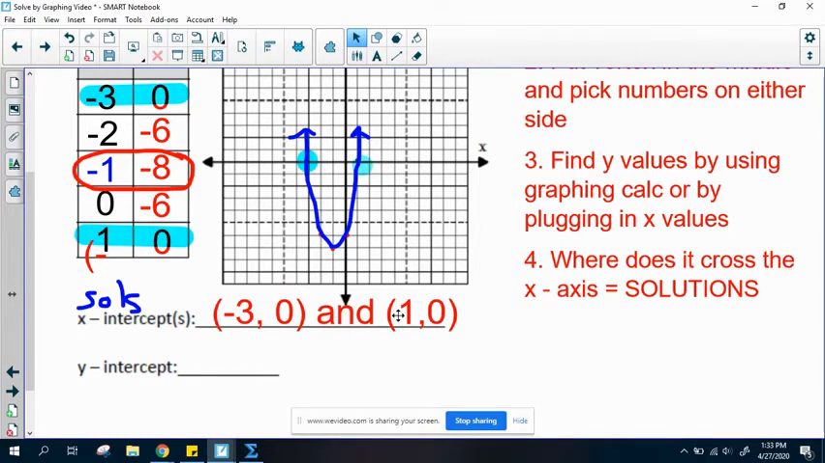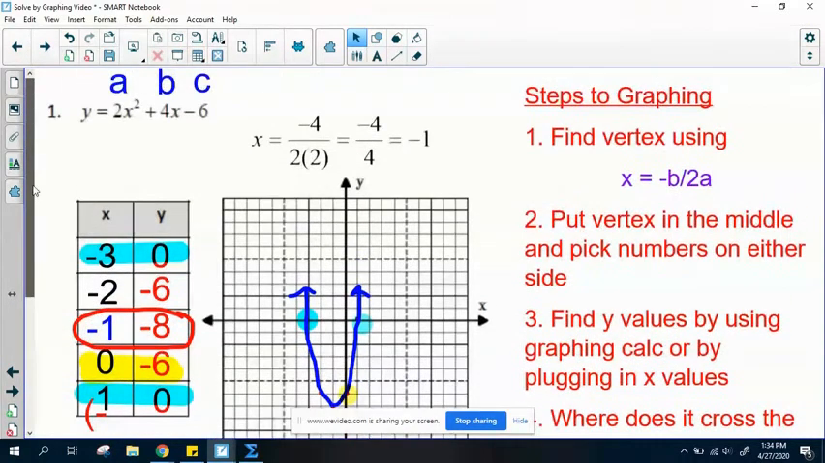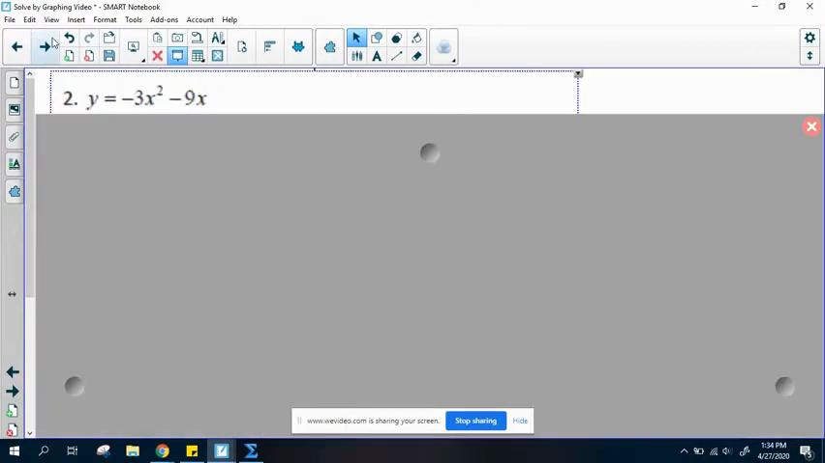If we were to ever ask you for the y-intercept, remember the y-intercept is when x is 0. So you can tell from your table, or you could tell right there. So in this case, the y-intercept would be 0, -6. And that's it. It's very similar to when we did it in vertex form. The hardest part is you don't have the vertex. So let's try another one.